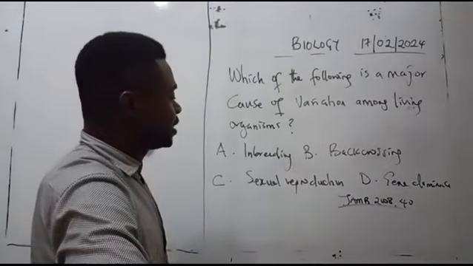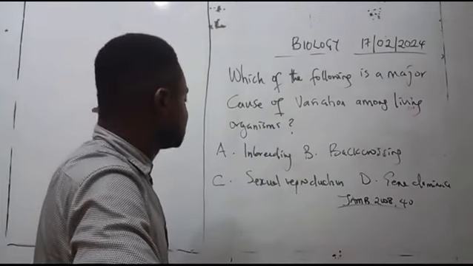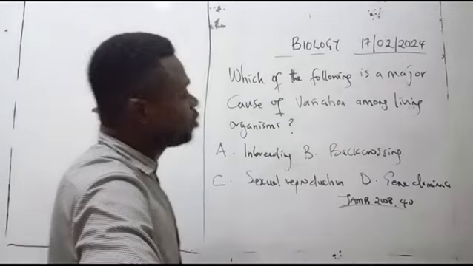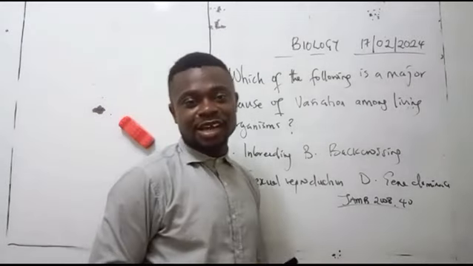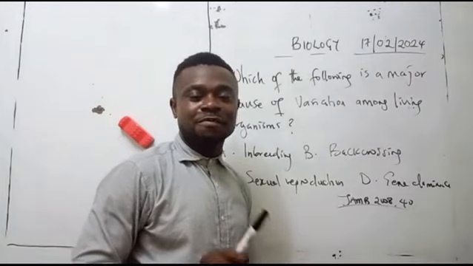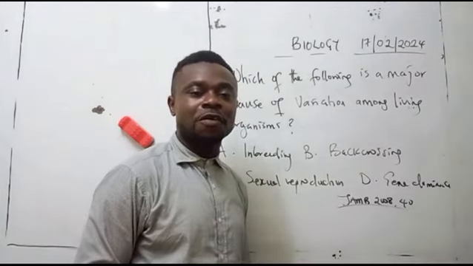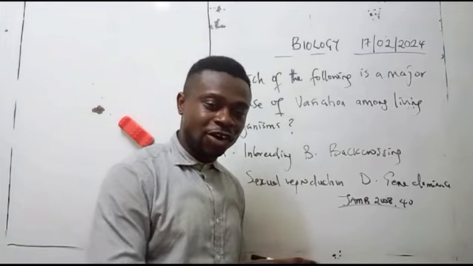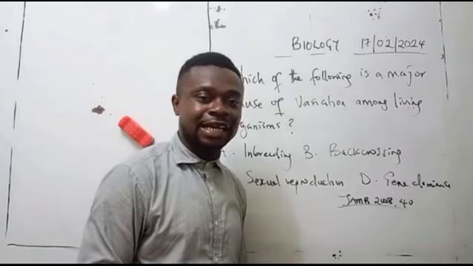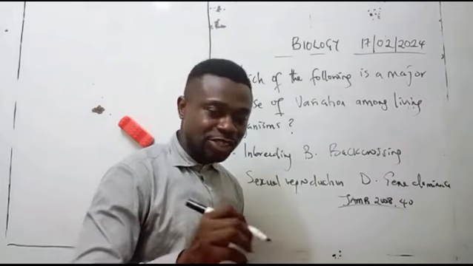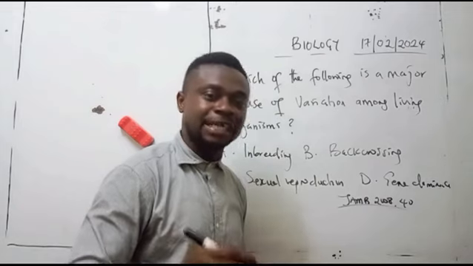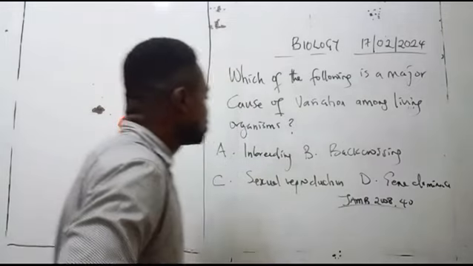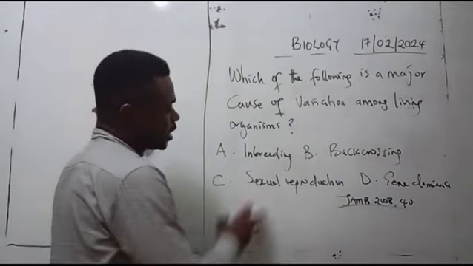A, inbreeding. B, back crossing. C, sexual reproduction. D, gene dominance. As I said during the lectures, variation can occur as a result of nature and nurture, gene. Under the inheritable characteristics, the major one that plays a role in inheritable characteristics is the gene combination during sexual reproduction.